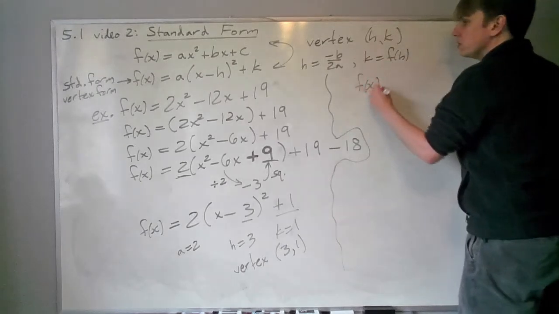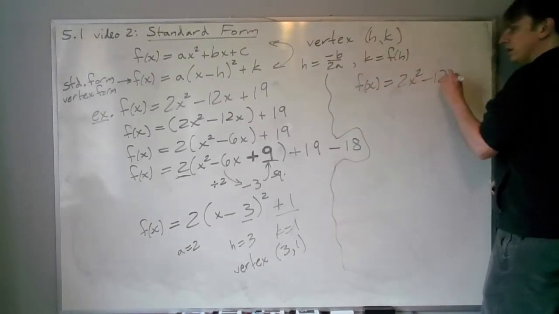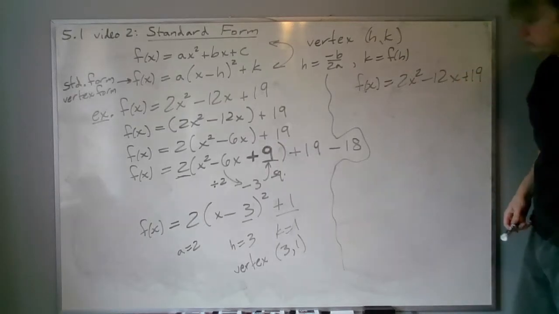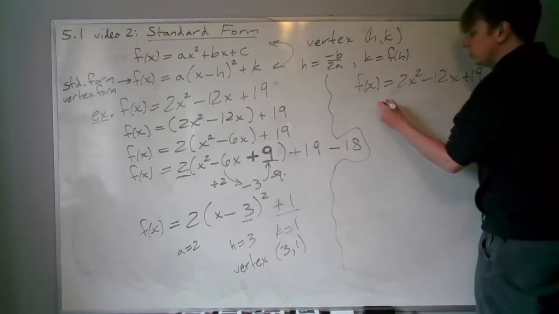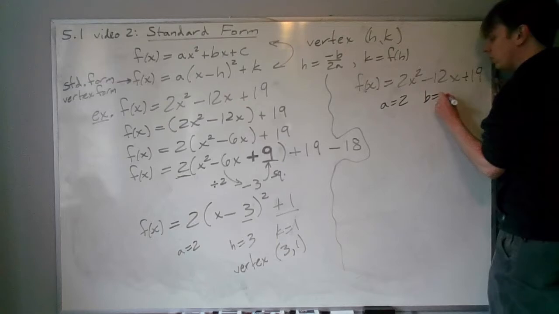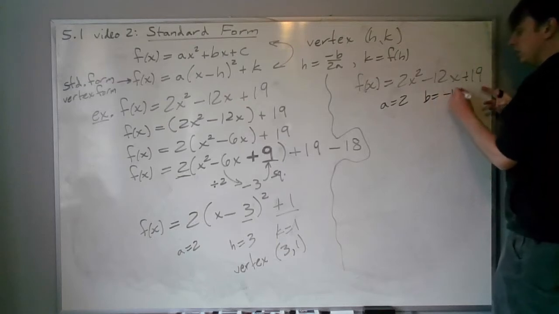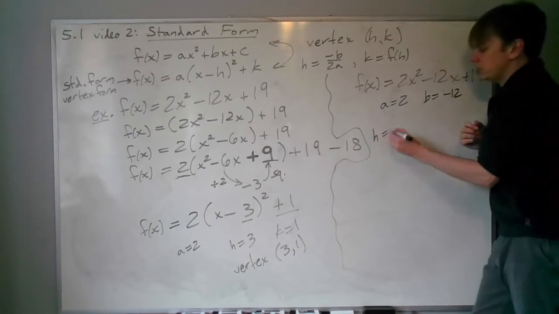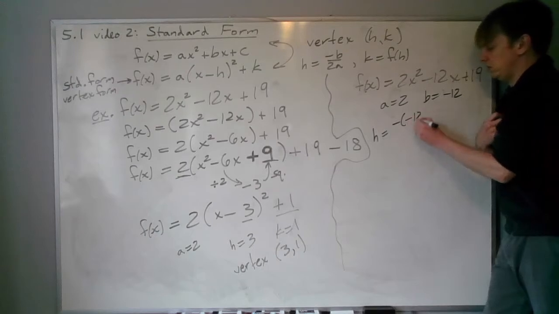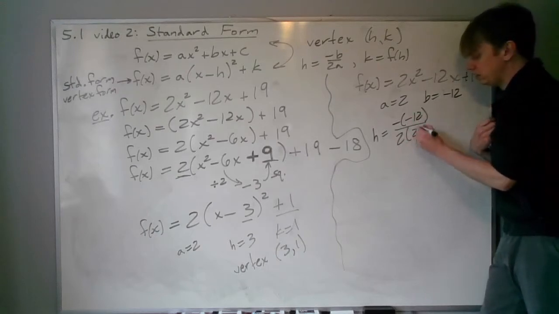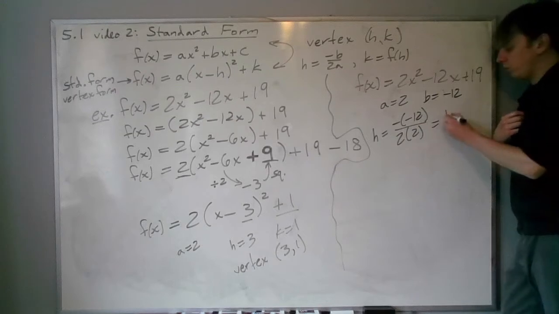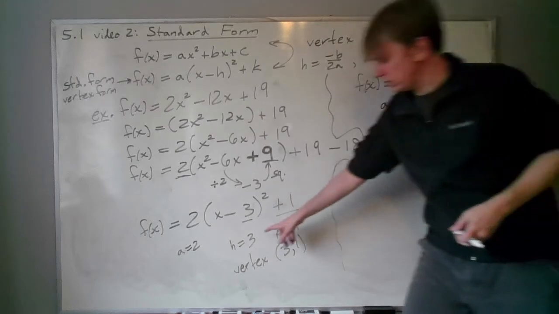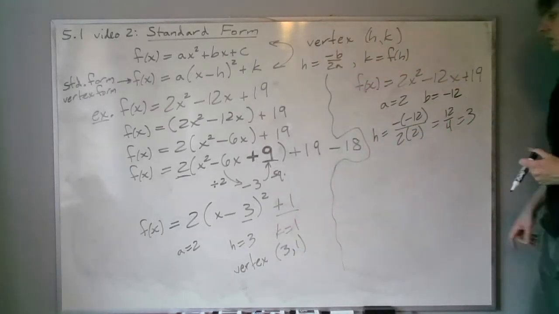Given f of x is equal to 2x squared minus 12x plus 19, I spot a, b, and c. A is 2, b is negative 12, c is 19, but I'm not really worried about c right now. Just from those two, I can say that h is minus b divided by 2 times a, which is a positive 12 over 4, or 3. Convenient. That was the same h we got from this more complicated way.